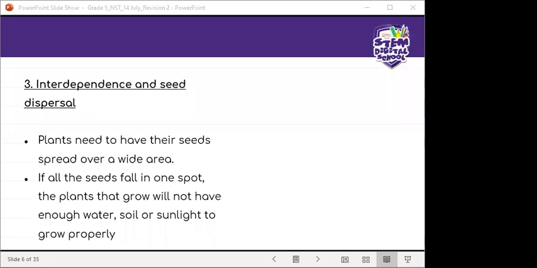So can you guys think of methods in which seeds can be dispersed, and tell me about it? How can seeds be dispersed or spread over a wide area? Examples of how seeds can be dispersed. You can use the group chat or you can raise your hand. How can seeds be dispersed?